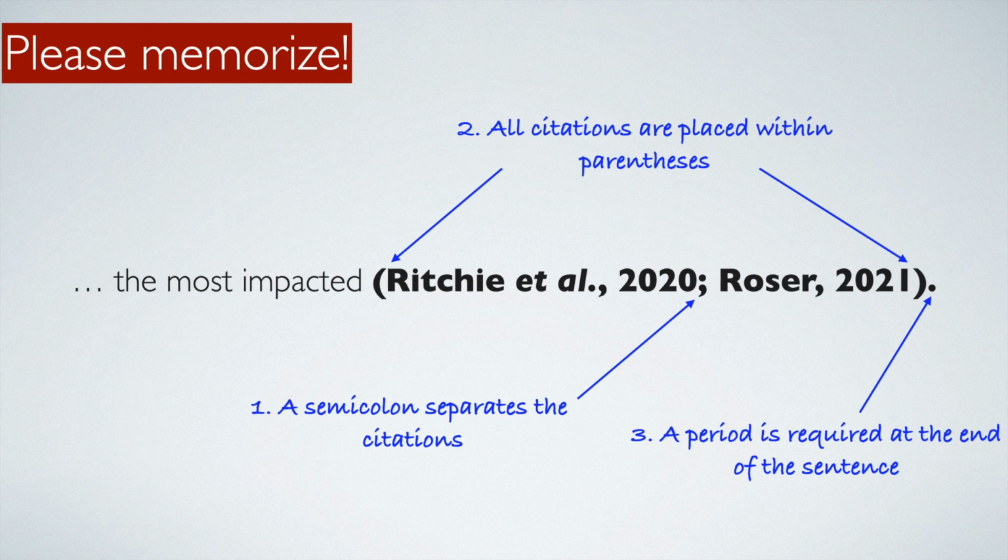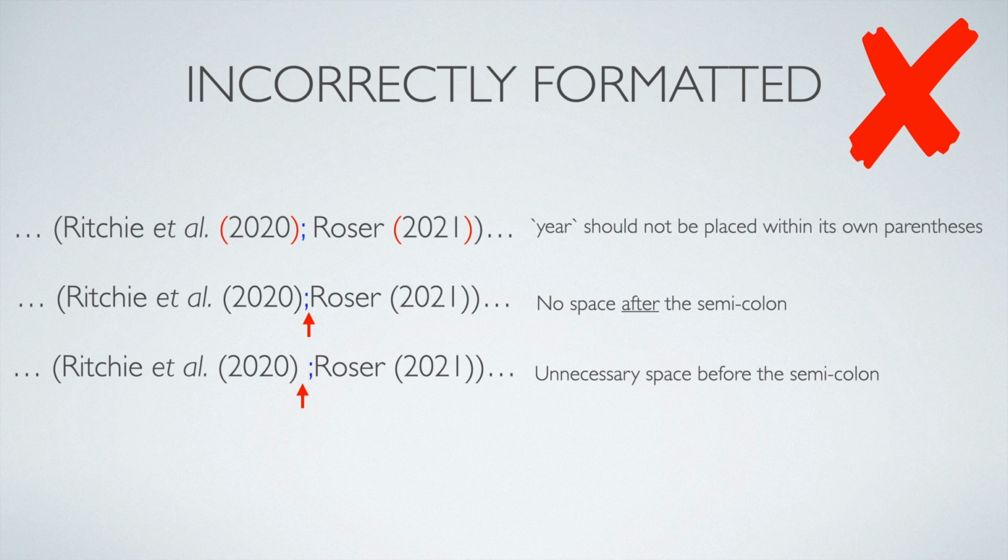All citations are placed within parentheses, and a period is required at the end of the sentence. So how we punctuate multiple citations that come in the middle and at the end of a sentence is the same, except a period is required at the end of a sentence. And here are some of the common punctuation mistakes, so please try to avoid these.